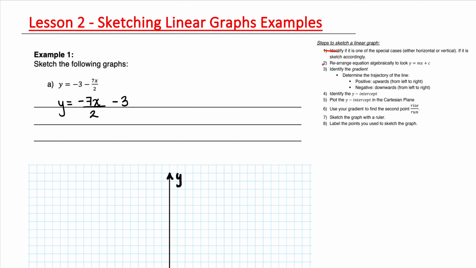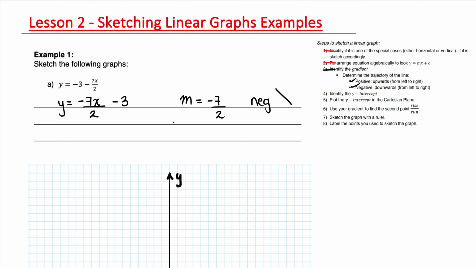Have I done this one? Done. Identify the gradient. What is my gradient? My gradient is the coefficient of x, the number that is multiplying the x. You start to become more technical with your language. Coefficient means the number that is multiplying the pronumeral. So I have negative 7 halves. Okay, done. Determine the trajectory. Is it positive or negative? It's negative, which means that it's going to go downwards. Done.